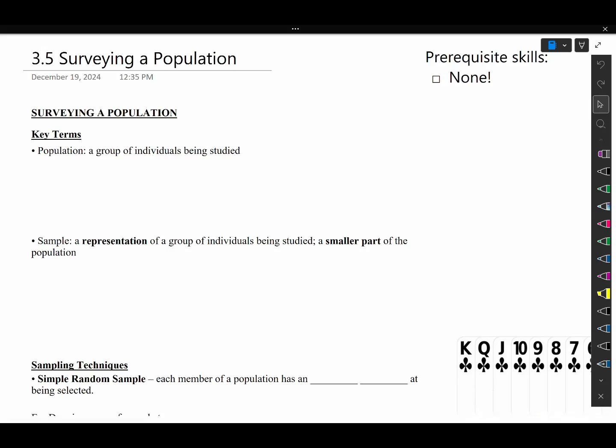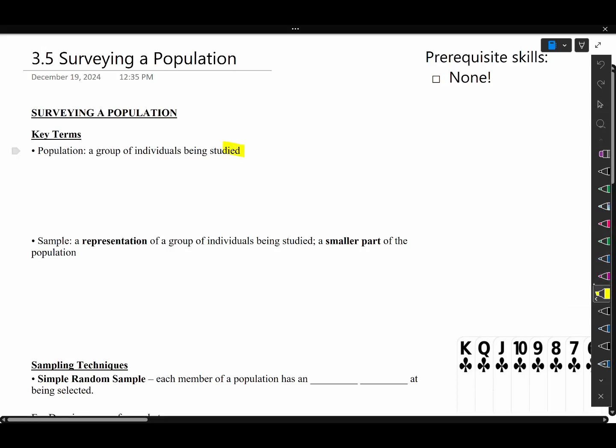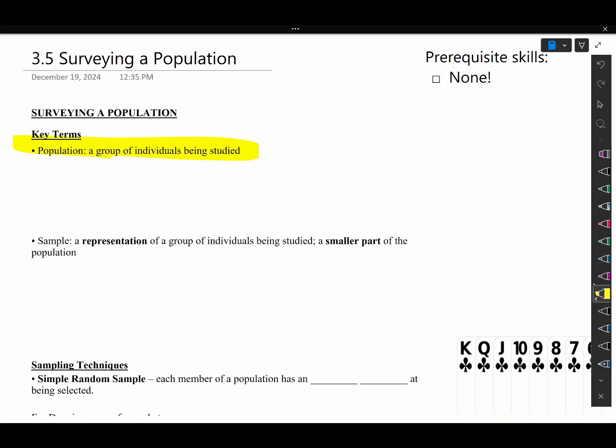Now, why do we survey a population instead of taking a census, say asking everybody within a population what they think about something? Well, sometimes you don't have the funds, the time, or the resources to go asking every single person within a population, which is the entire group that you care about. So instead you take a smaller portion of that population, a sample, which you use to represent the entire population, and you make some assumptions based off of the information you can collect from the sample.